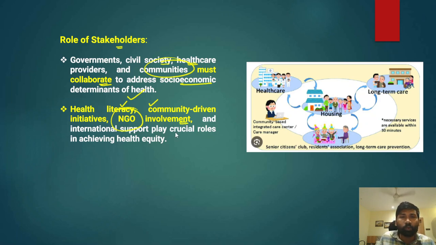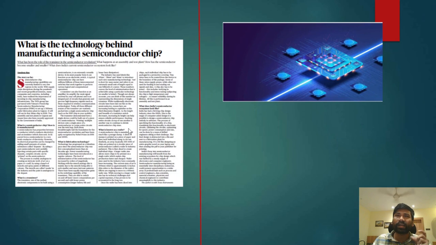And international support actually plays a crucial role in achieving health equity in India. So this is how we can ensure health equity for a country like India. And this is what the author has been emphasizing. Now let's try to discuss the next very important news article. That is with respect to semiconductors.